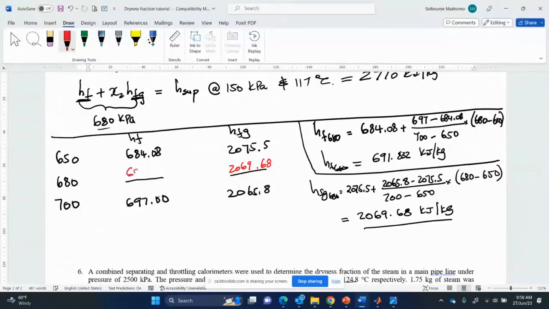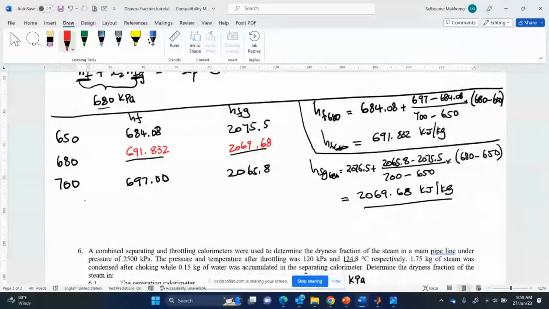HF is 691.832. You can see from my values here that 691 is between 684 and 697, and 2069 is between 2075 and 2065. So my answers should be correct. Now we can substitute and get the value of X.